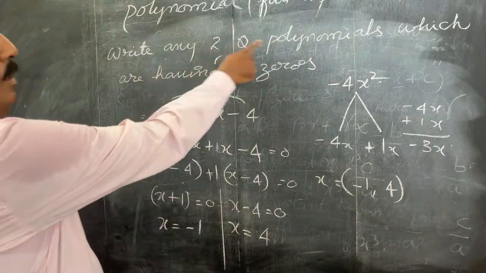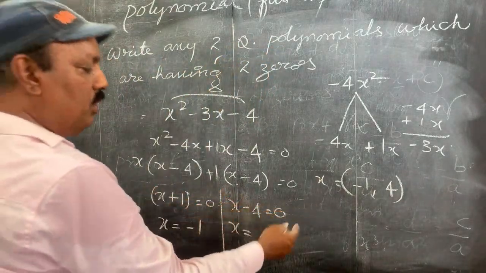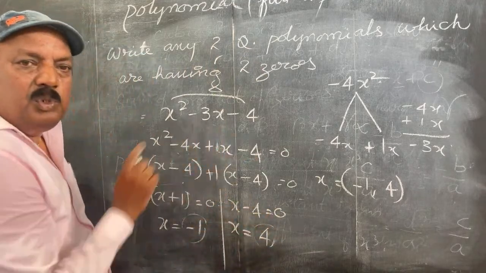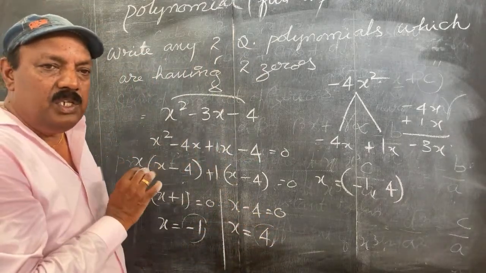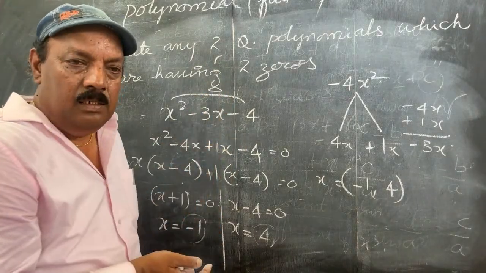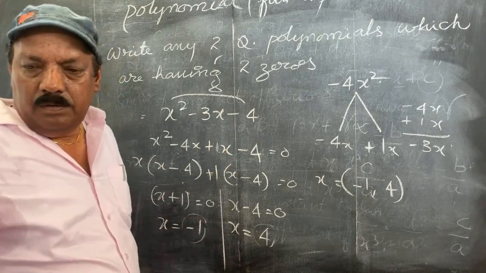So, write any quadratic polynomial which has two zeros, meaning one zero is minus 1 and the other zero is 4. Two zeros we got, or not? We got the two zeros. So this is one example. One example I will give you for your homework.